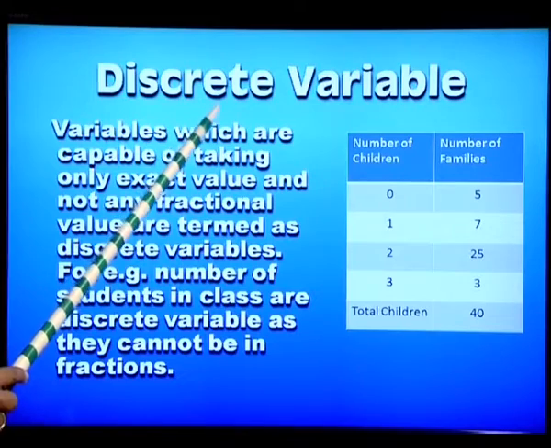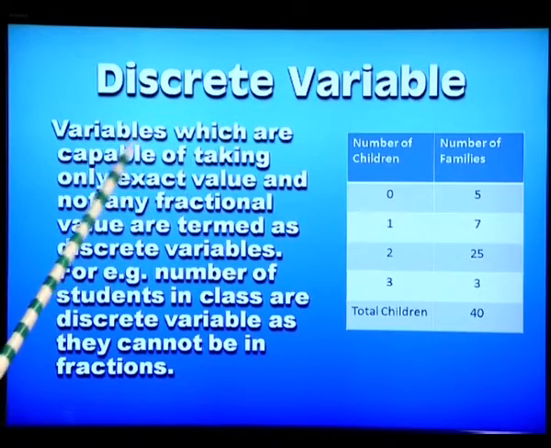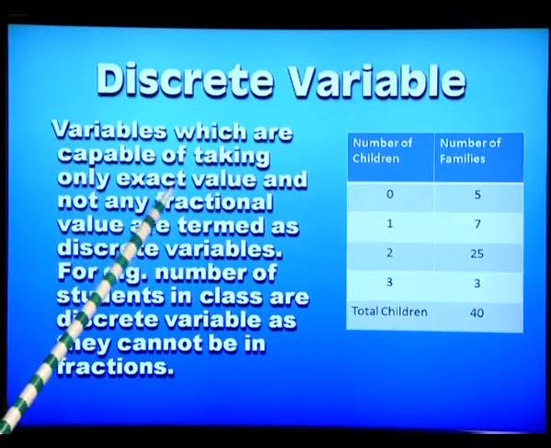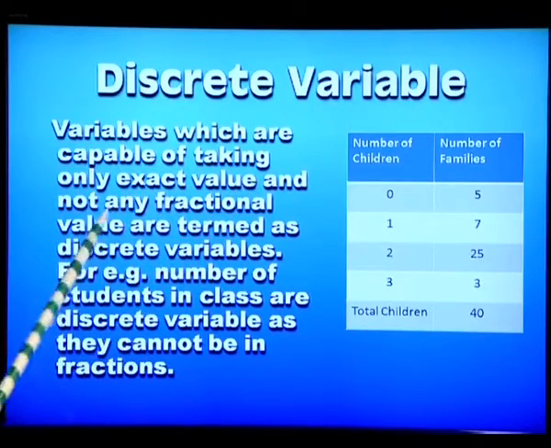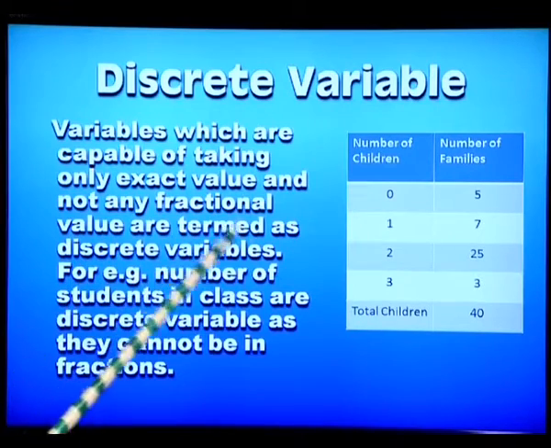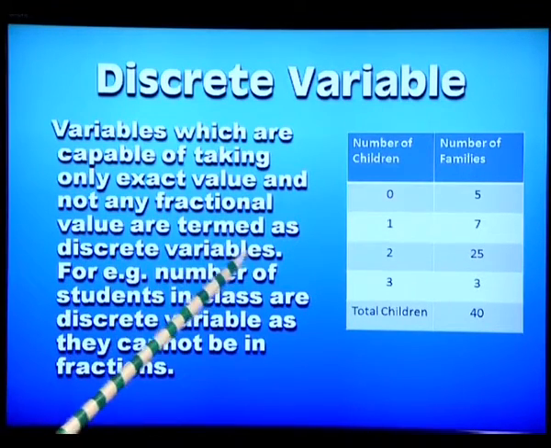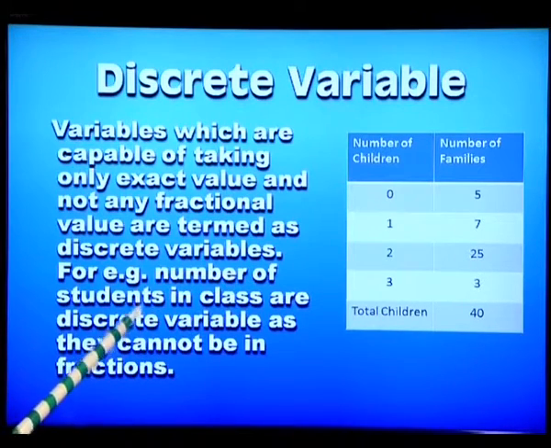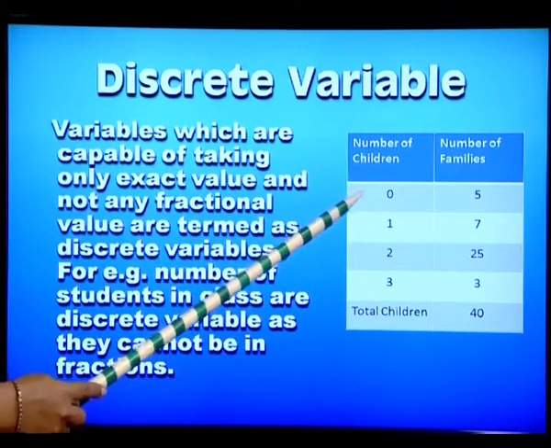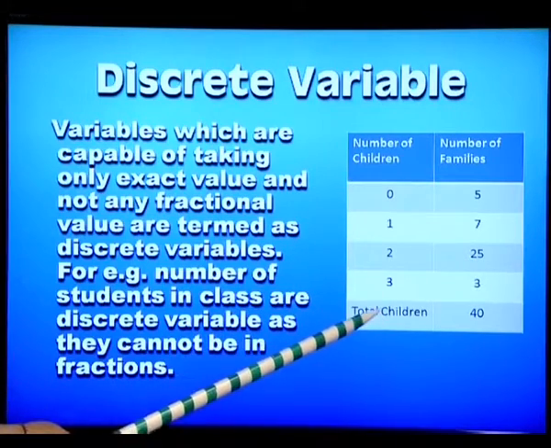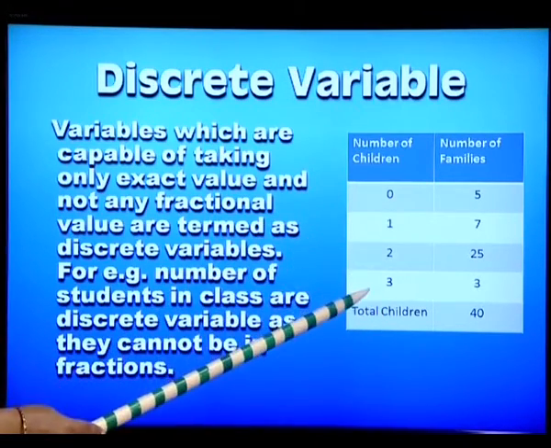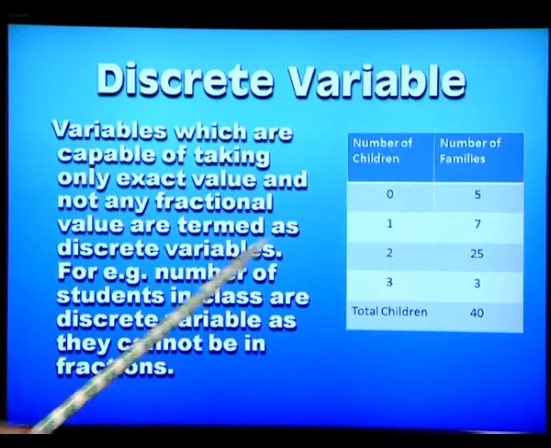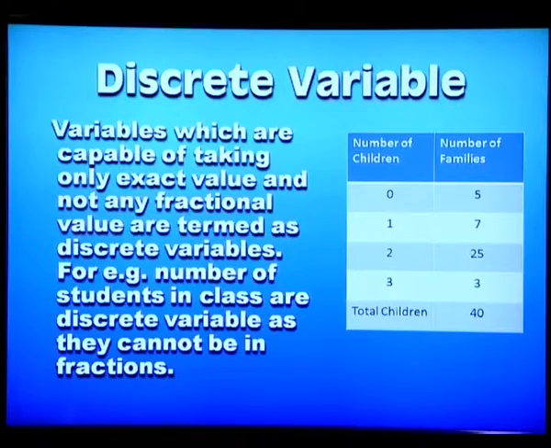Let us understand discrete variable first. Variables which are capable of taking only exact value and not any fractional value are termed as discrete variables. For example, number of students in a class are discrete variables as they cannot be turned into fractions. You can see here number of children, all either 1, 2 or 3, cannot be 2.5 or 3.5.